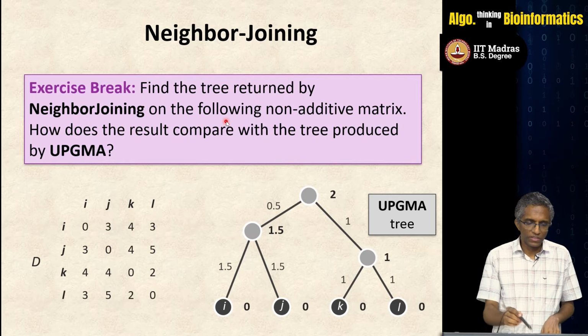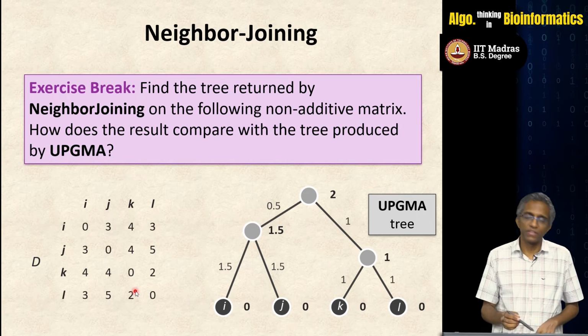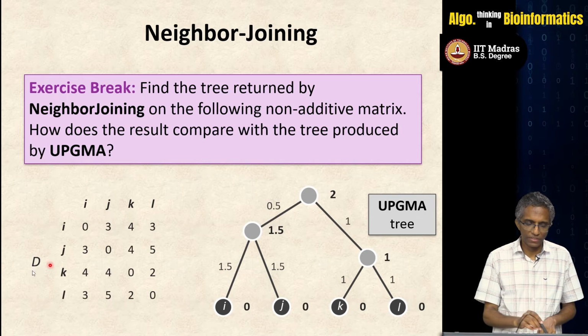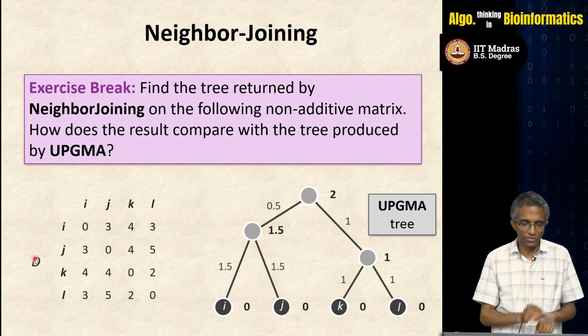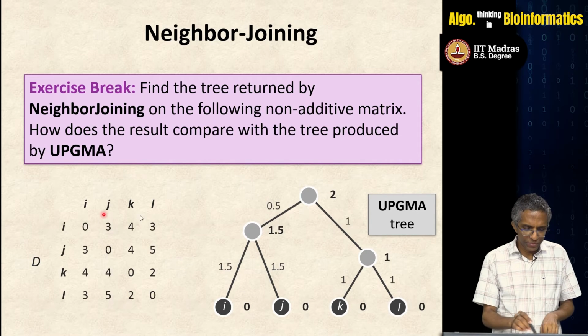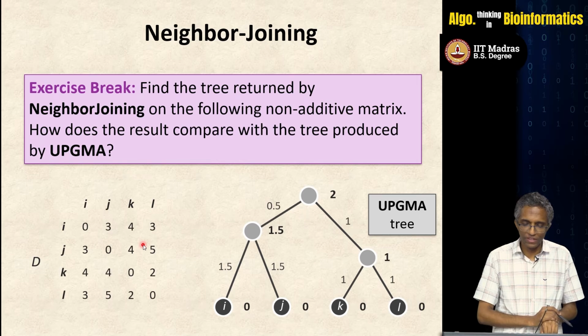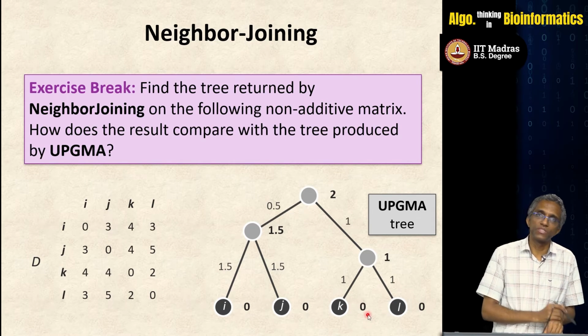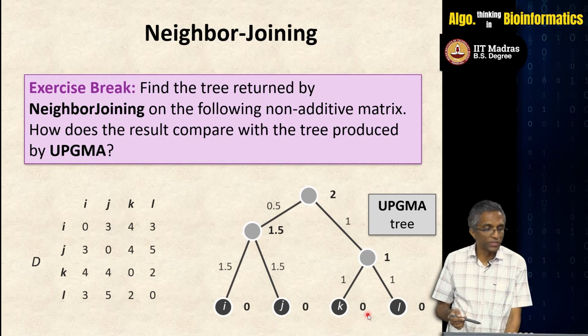Okay. So, we will look at the tree returned by neighbor joining on the following non-additive matrix. So, this is the non-additive matrix that we have been having all along, right. So, this is 3 and 5, right, and so there is no tree that will fit this matrix exactly, right. So, this is a non-additive matrix. Let us just run the neighbor joining on this matrix, and then it is an exercise for you to figure out what tree it provides. Okay. And then how does it compare with the UPGMA tree that you have, right. So, is one better than the other. So, you can do that as an exercise.